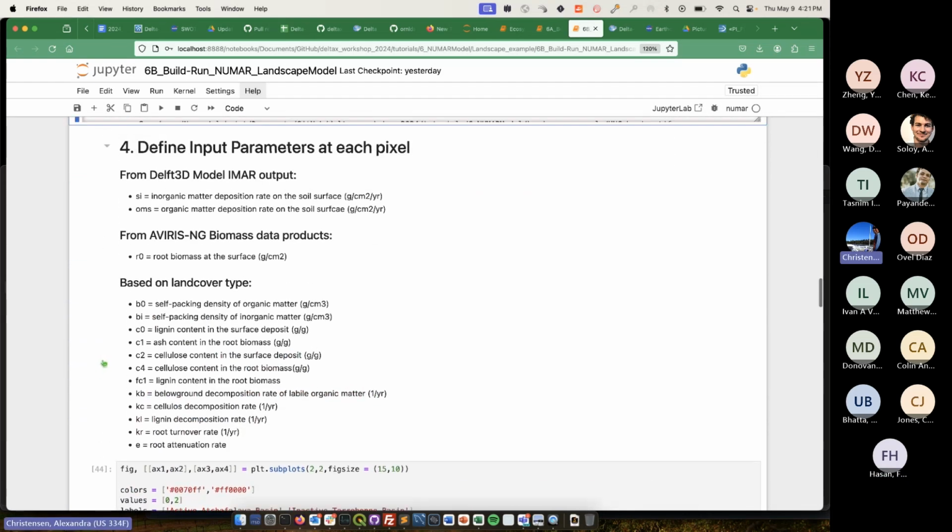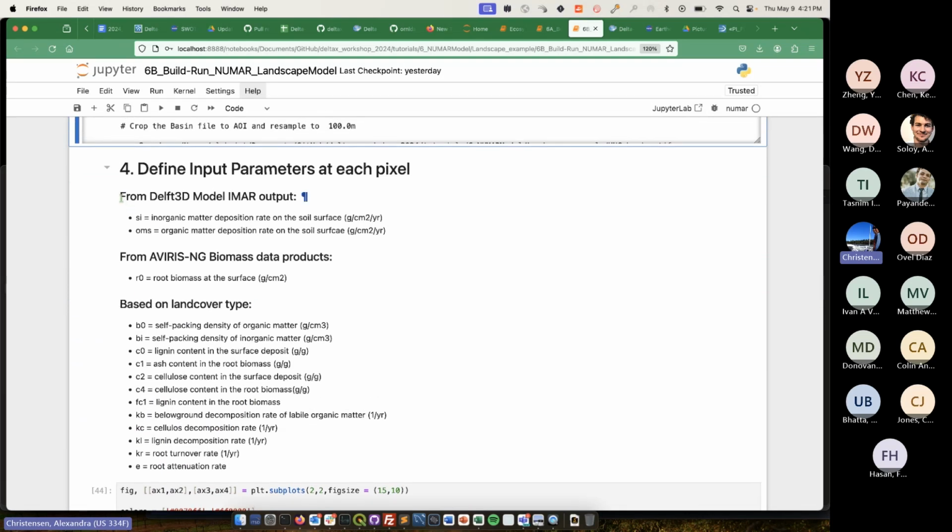Okay, and this is again the parameters. I think we saw a table earlier. So the SI, the inorganic matter deposition rate, is coming from the Delft3D model. And the organic matter deposition rate is coming from a conversion from field data to go with what percent of the deposition is. Yeah, so we had only data for organic and inorganic matter percentage, so we can use that ratio and convert the SI value to the OMS value. OMS means organic matter loading. That was our process because we don't have much data for it right now.